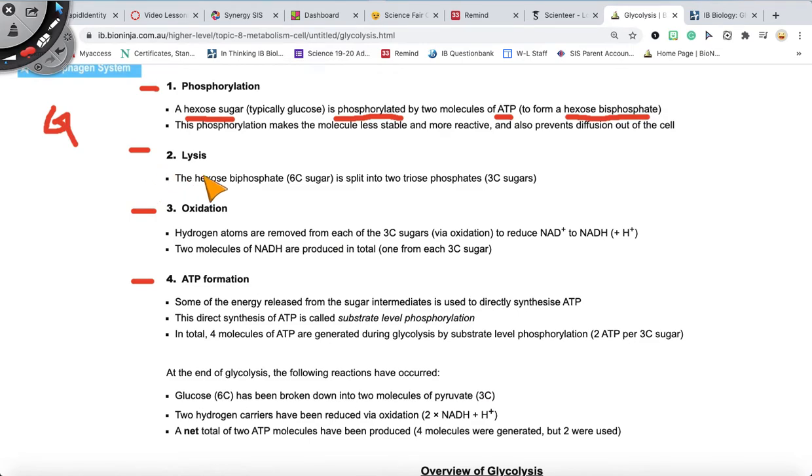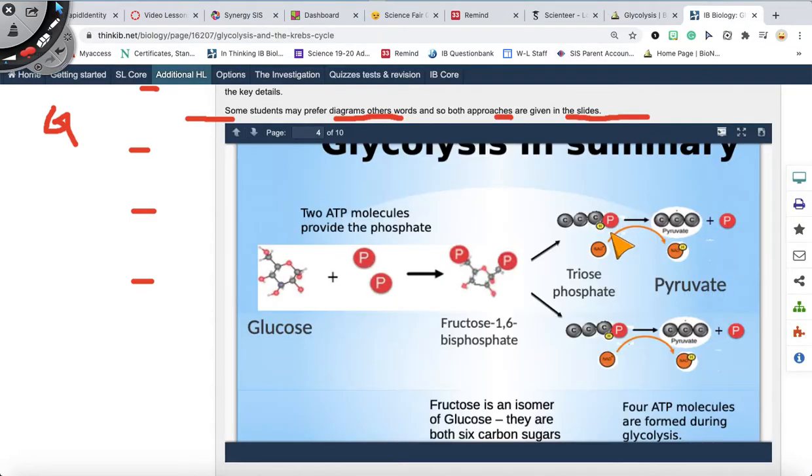So going back, what happens after phosphorylation? Lysis happens. The hexose biphosphate, or the fructose biphosphate, which is still a 6-carbon sugar, is split into 2 triose phosphates, or 2 compounds of 3-carbon sugars. So here we see it here. We see the fructose 1,6 biphosphate, it's split. Why? Because remember that the phosphorylation process makes it unstable. So this molecule can now split into triose phosphate, and triose phosphate is a 3-carbon compound.